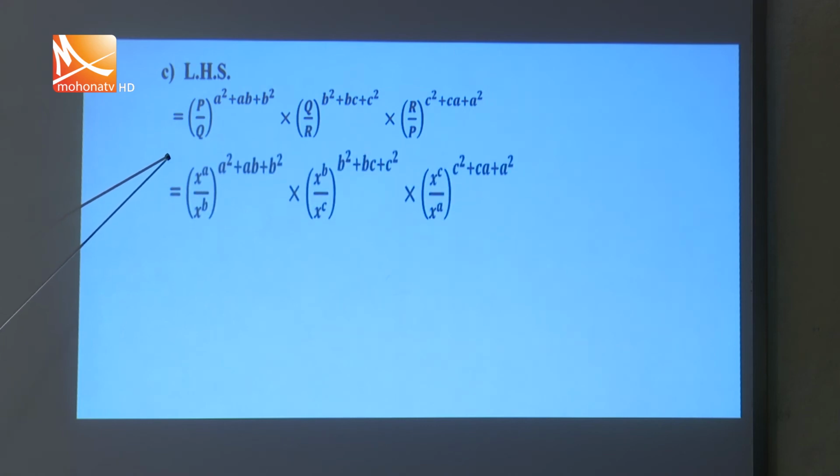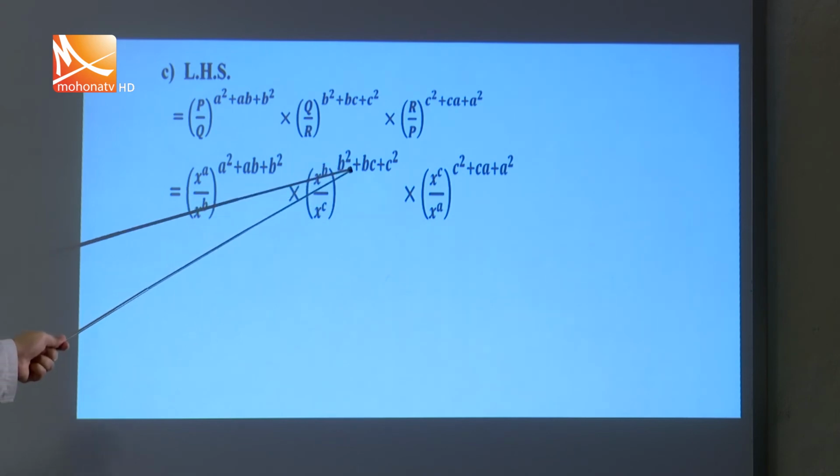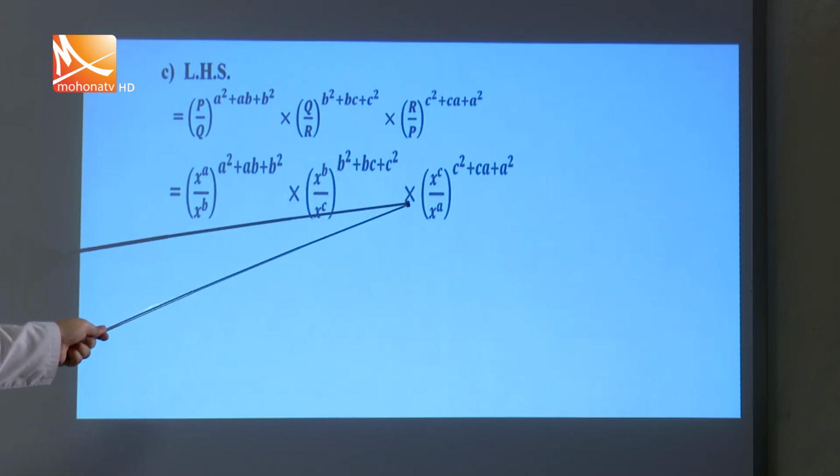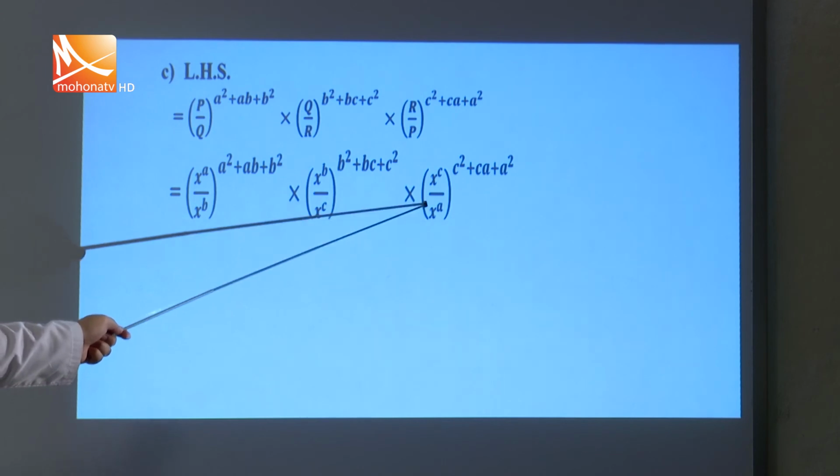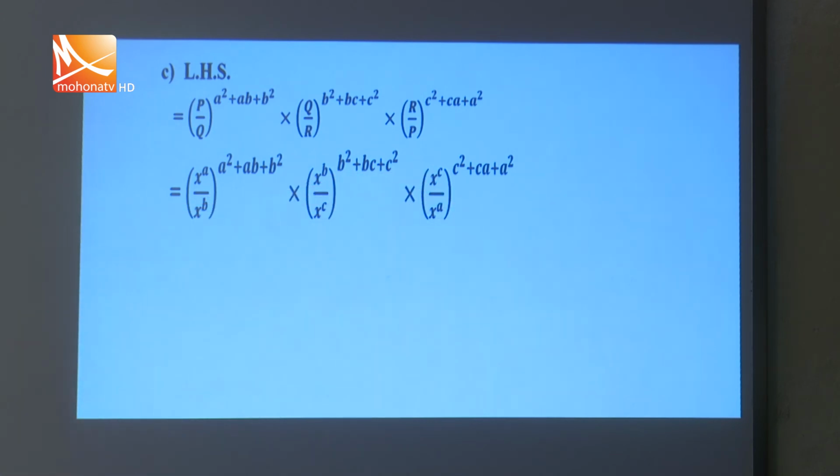After putting these values, we get an expression like x to the power a divided by x to the power b, whole to the power a square plus ab plus b square, into x to the power b divided by x to the power c, whole to the power b square plus bc plus c square, into x to the power c divided by x to the power a, whole to the power c square plus ca plus a square.